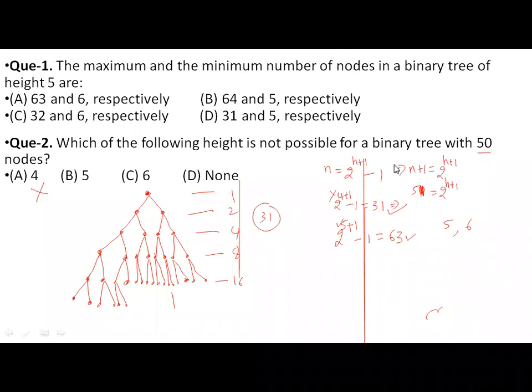He is asking in a negative way, which height is not possible. Whatever answers you have given, they are possible. Not possible means height 4, which can include a maximum of only 31 nodes. So if you want to include 50 nodes, you should go for a height of 5, 6, or 7. Clear? Okay, right. Next, we'll move on to the next question.